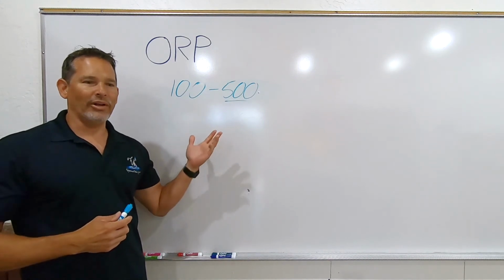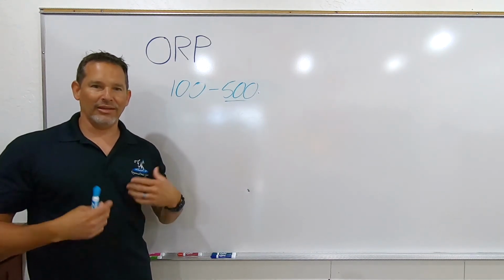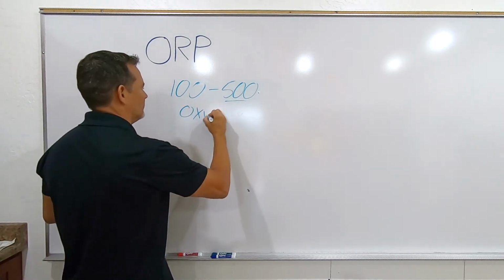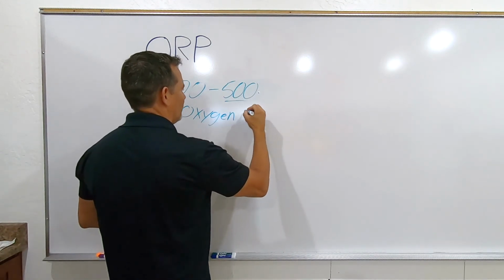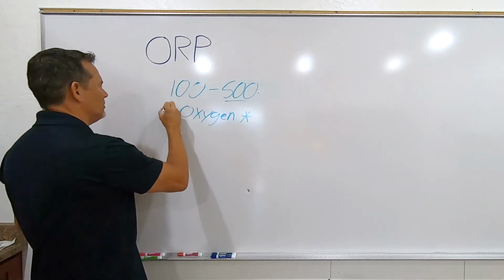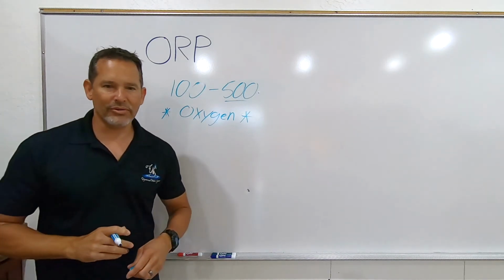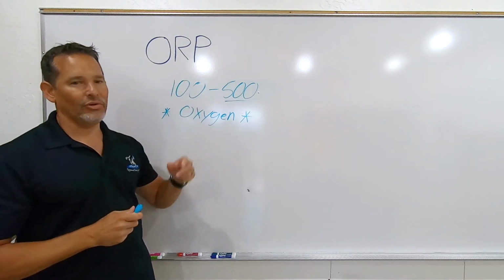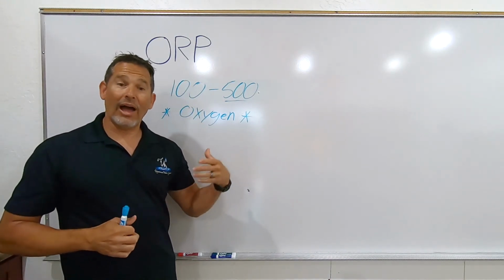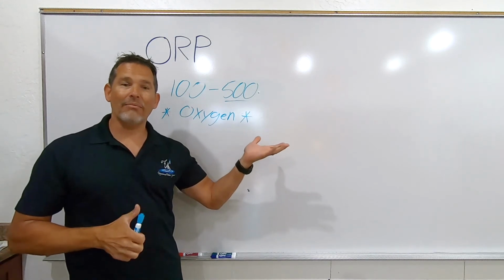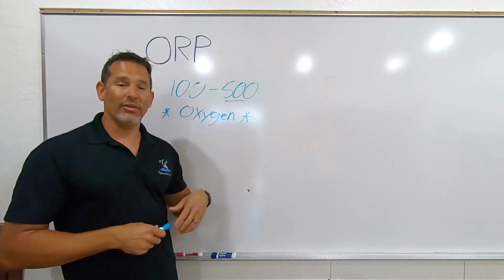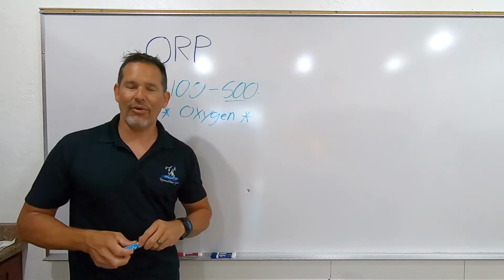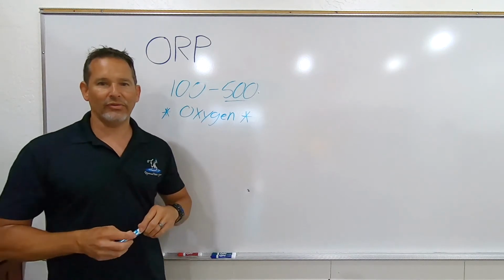And one of the number one drivers of ORP in nature is oxygen. So the amount of dissolved oxygen in a body of water, whether it's a lake, a stream, a spring, whatever, that's what determines your ORP number. So the higher the number, the higher the amount of oxygen in that body of water, the more healthy it is. So technically, this is how they determine how healthy a body of water is going to be based on the amount of oxygen in that lake.